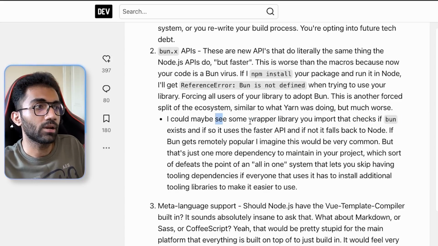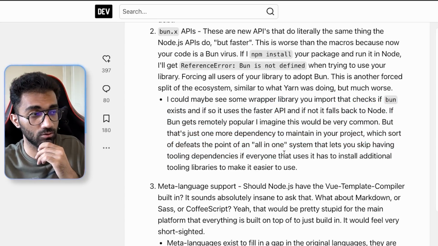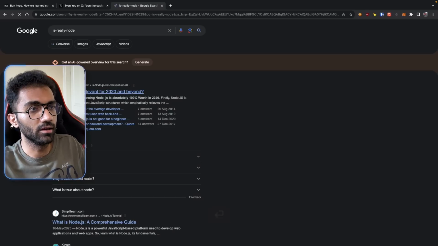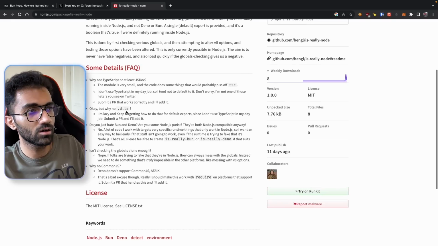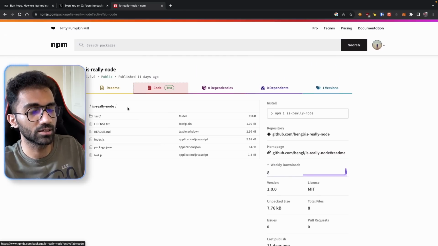I could maybe see some wrapper library used in code that checks if Bun exists, and if so, it uses the faster API, and if not, it falls back to Node. In fact, I actually saw one tweet about a package called is-really-node. It's not a popular package. I just saw it on Twitter. It was just published 11 days ago.